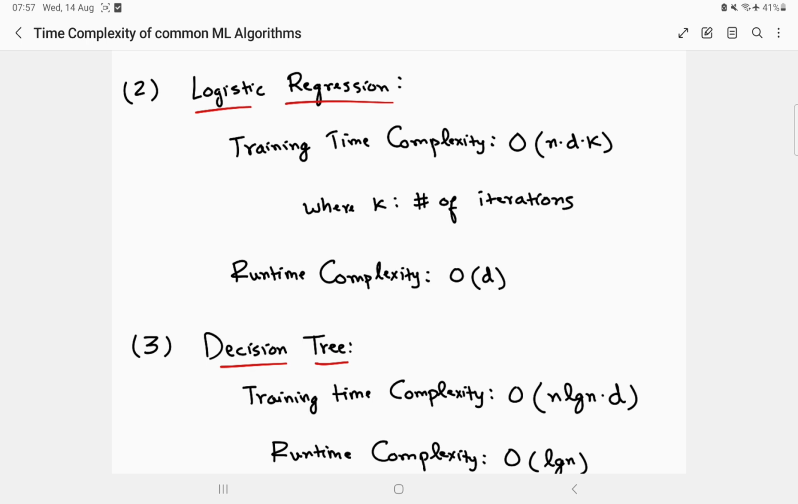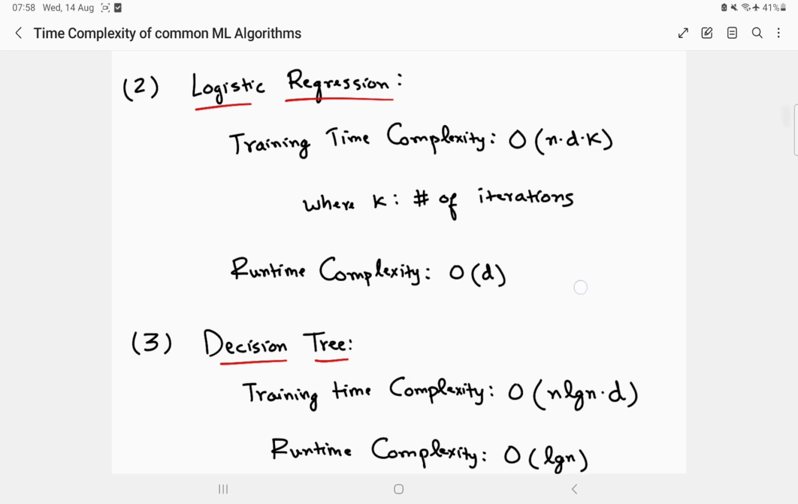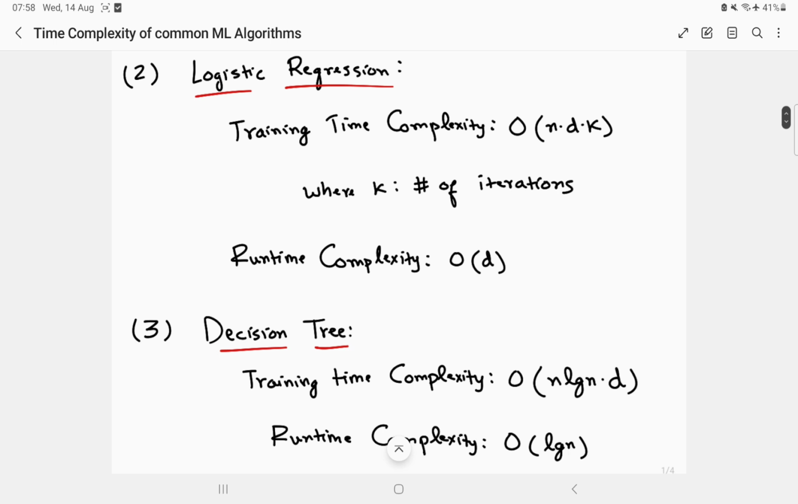The runtime complexity for logistic regression is big O of d, and the prediction involves simply a dot product between the weight vector and the input features. You see that it has one of the least runtime complexities among a lot of algorithms, and that is the reason you prefer logistic regression for a lot of low latency use cases, where you have to make the prediction in almost real time or near real time. So definitely logistic regression does shine there.